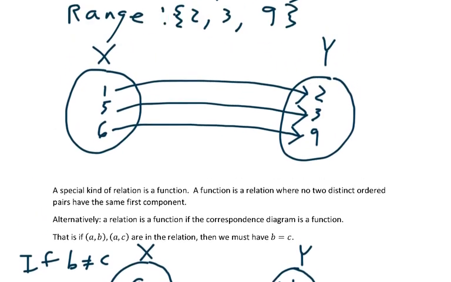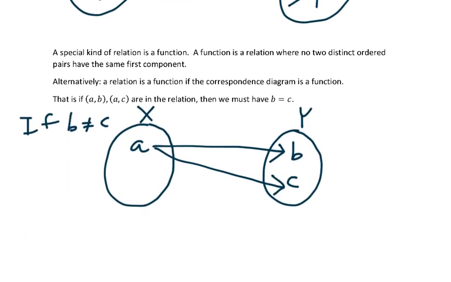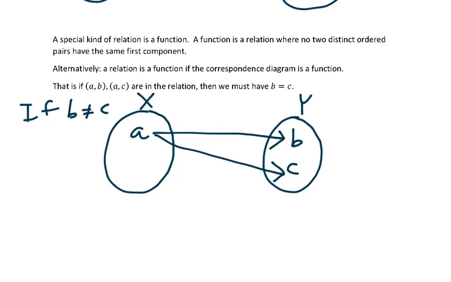So if we went back to this example, this would actually be a function. We could see that from the correspondence diagram. We don't have to actually draw it because we can see from here, all three ordered pairs have different first components. So this would be a function. So that's what we have there.